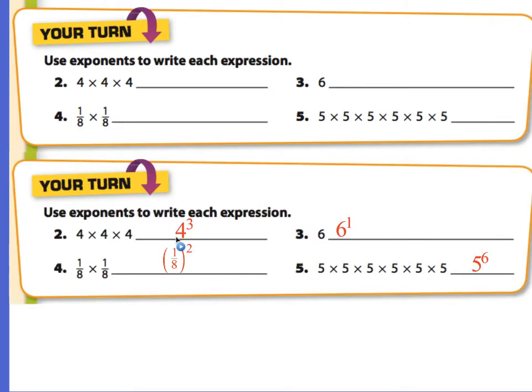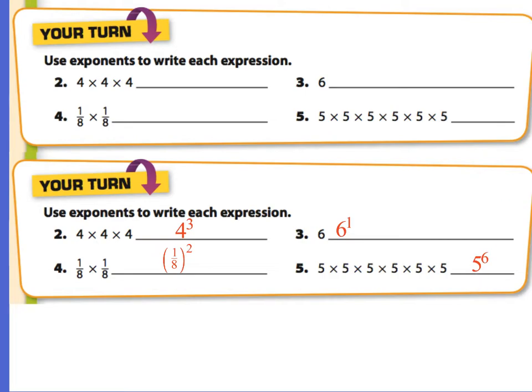All right, so for the first one, you should have had a base of 4 and an exponent of 3. For 3, you should have had a base of 6 and an exponent of 1. For number 1, you should have had a base of 1/8 and an exponent of 2. And for number 5, you should have had a base of 5 and an exponent of 6.